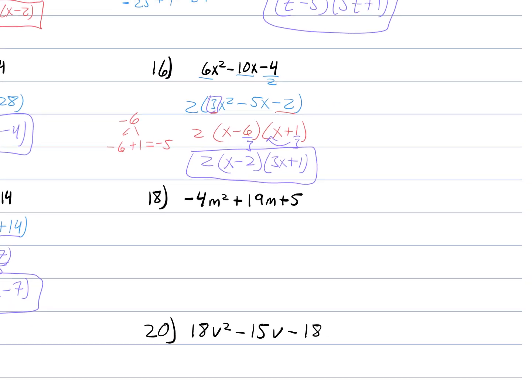I have a negative in the very front. I don't want that in my final answer, or I don't want that in the process of factoring it, so I'm going to take out a negative 1. Doing that is going to change the sign of everything on the inside.